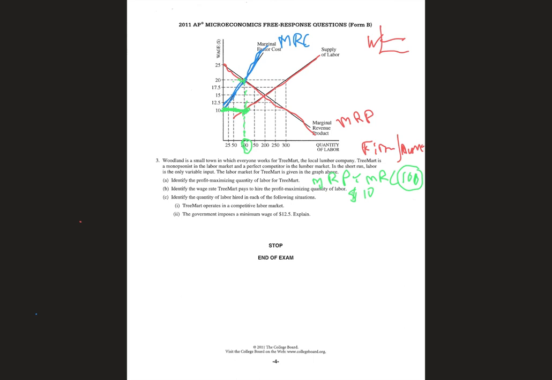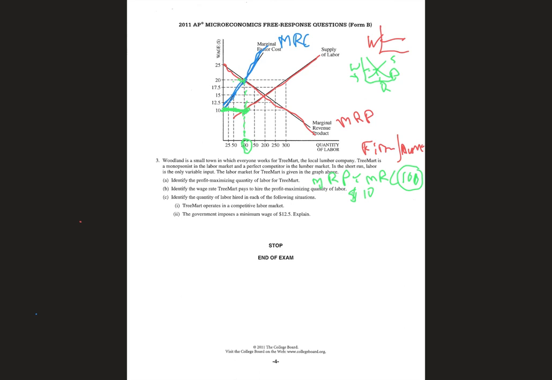Identify the quantity of labor hired in each of the following situations, okay? So the first question is, what would be the quantity of workers if we have a competitive labor market? Well, in a competitive labor market, it would just look like this. We'd have an upward sloping supply curve, a downward sloping demand curve. Remember, this is the market, not the firm. And if this is perfectly competitive, we know that the wage would be here and the quantity would be here.